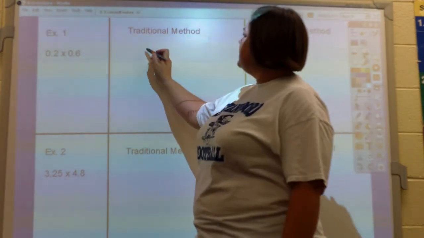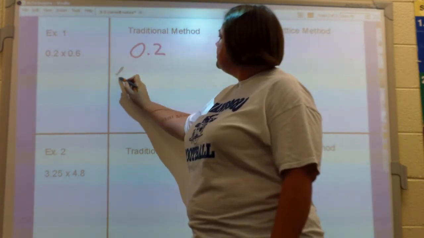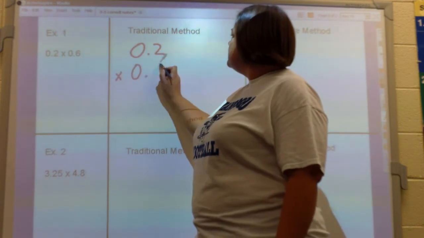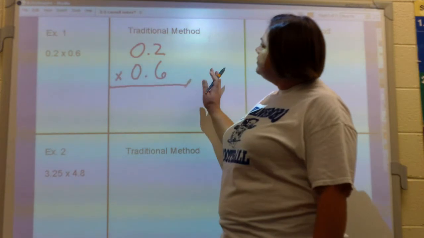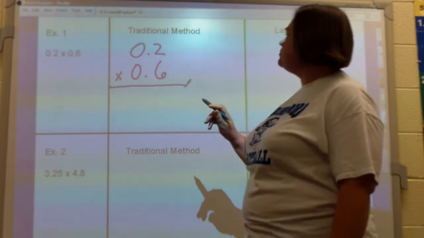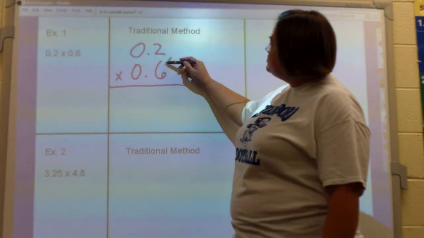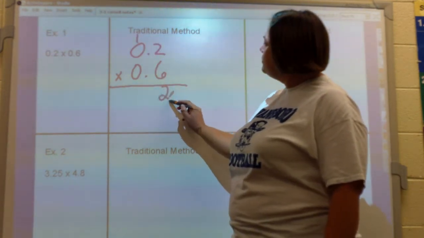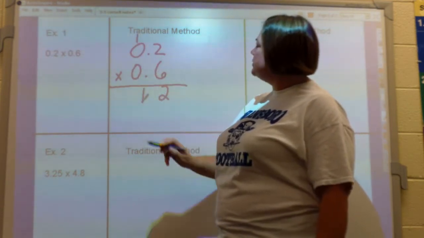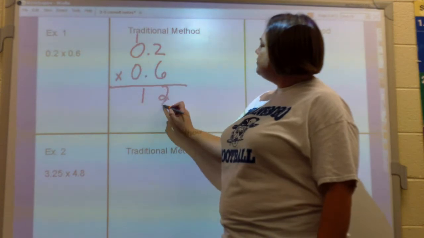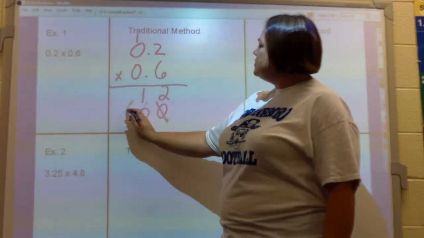So using traditional methods, we're going to write 0.2 times 0.6. So, first step was just to ignore the decimals. So I'm going to multiply like normal. I have 6 times 2 is 12. 6 times 0 is 0, plus the 1 is 1. Have my 0 for my placeholder. 0 times 2 is 0. 0 times 0 is 0.